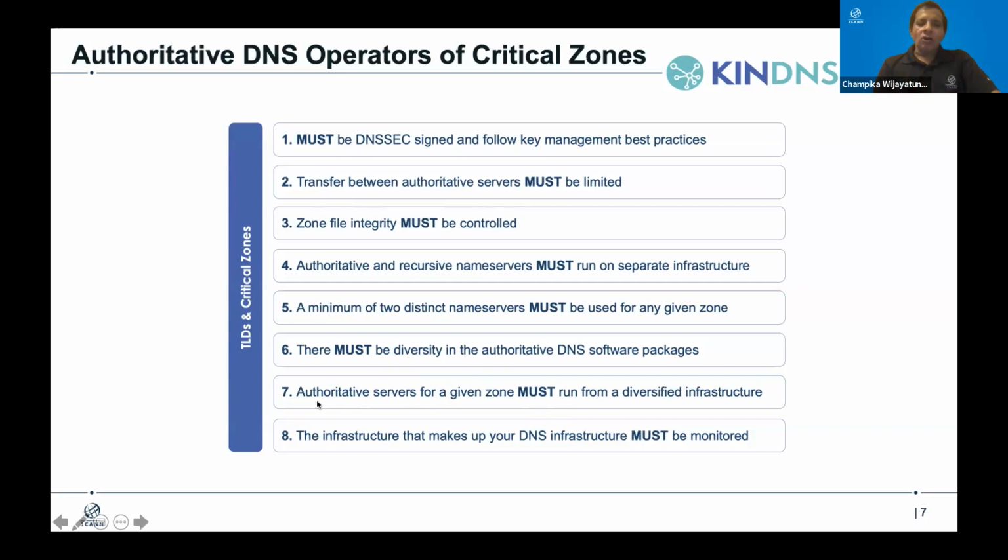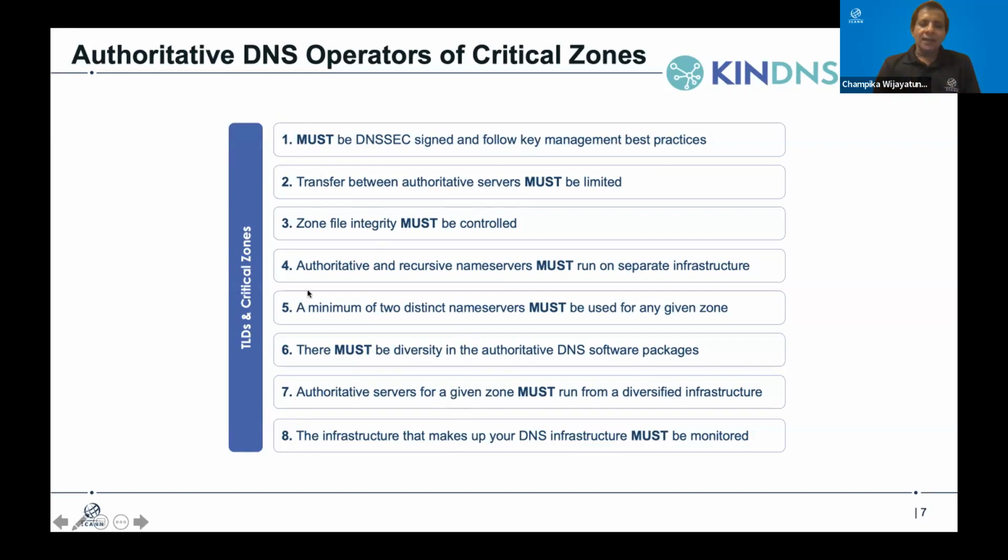Make sure that your authoritative servers run in diversified infrastructure. Don't put all your name servers into the same network, same subnet, or even same data center, and so on. Try to have some separation. And then also, the infrastructure should be monitored as well.